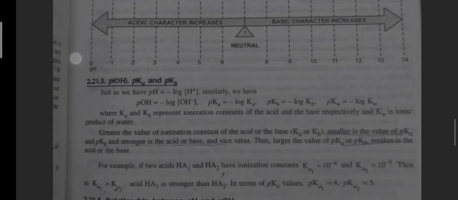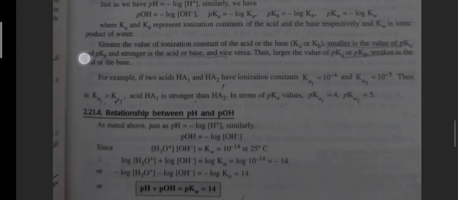Next topic is pOH, pKa and pKb. We have pH equal to minus log concentration of H positive. Similarly, pOH is equal to minus log concentration of hydroxide ion. pKa is equal to minus log Ka. pKb is equal to minus log Kb and pKw is equal to minus log Kw, where Ka and Kb represent the ionization constant of the acid and the base respectively, and Kw is the ionic product of water.